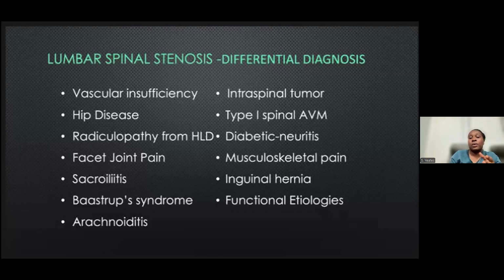You can also have intraspinal tumor as a differential diagnosis. A type 1 spinal AVM, which Dr. Lavelle will touch on in a couple of weeks. Then you can also have diabetic neuritis, musculoskeletal pain, and inguinal hernias, which can contribute to a lumbar spinal stenosis picture.